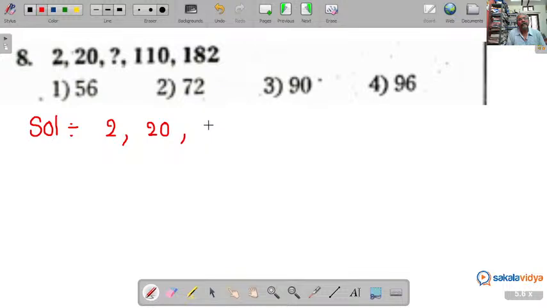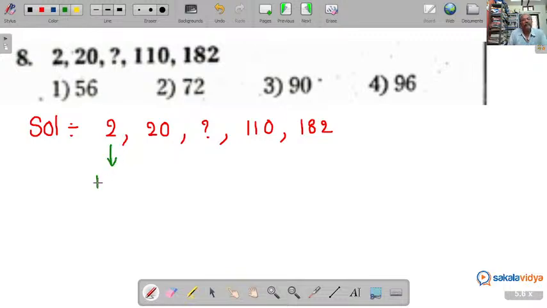220, question mark, 110 and 182. In this given number series, you need to find out the missing number. So do you have any idea to crack this problem? You can share in the live chat session. Do you have any idea? So let us see now.